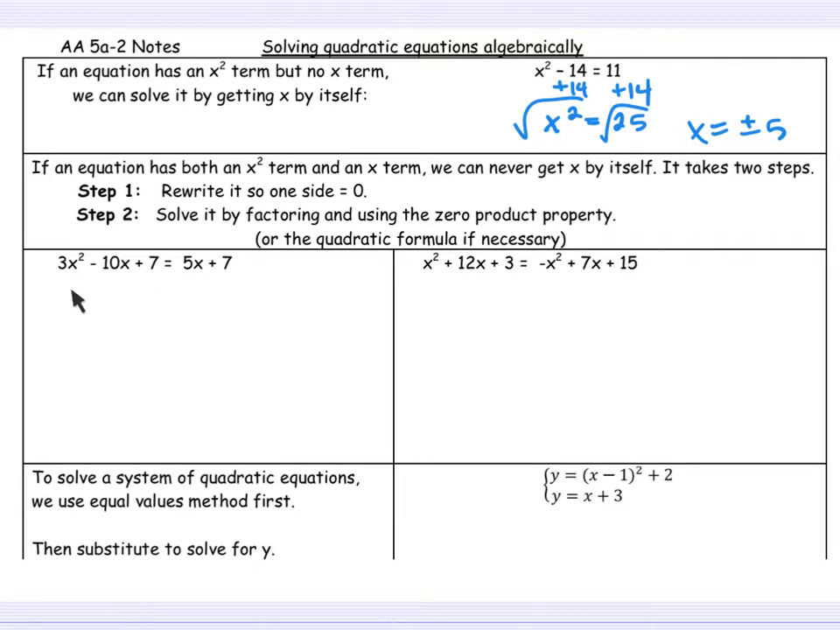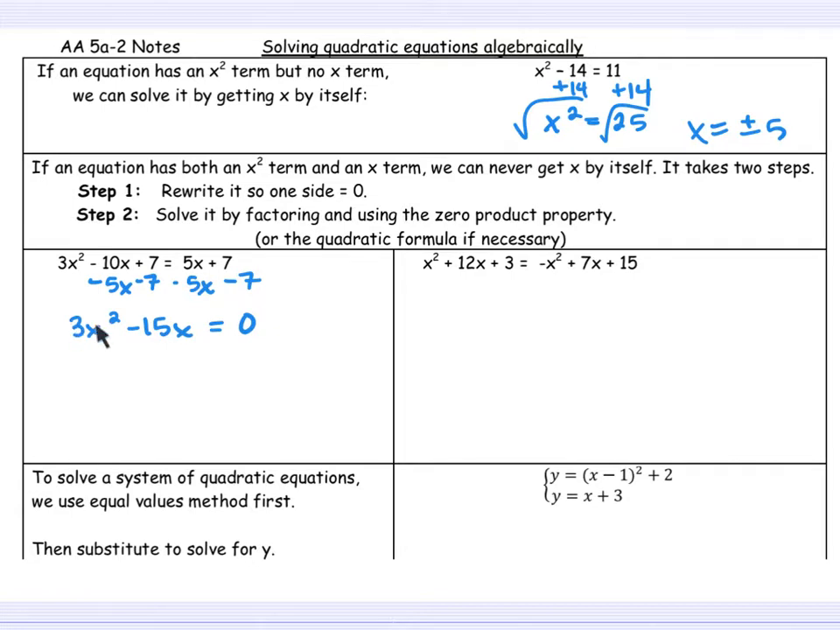On this first one, I want this side to be 0, so I have to get rid of all that stuff. So I'm going to subtract the 5x. I'm going to put it under the negative 10x, because that's where I'm going to take it away, and then I'm going to subtract the 7. So what I have here, 3x squared minus 15x equals 0. I can solve this a couple different ways. I can use zero product property. I can use quadratic formula using a c value of 0. I'm going to just go ahead and factor out a greatest common factor.